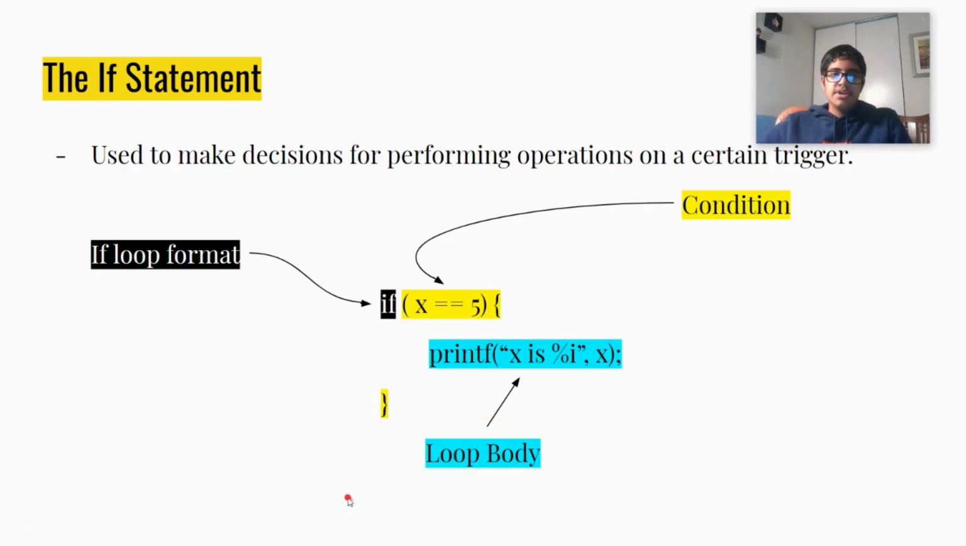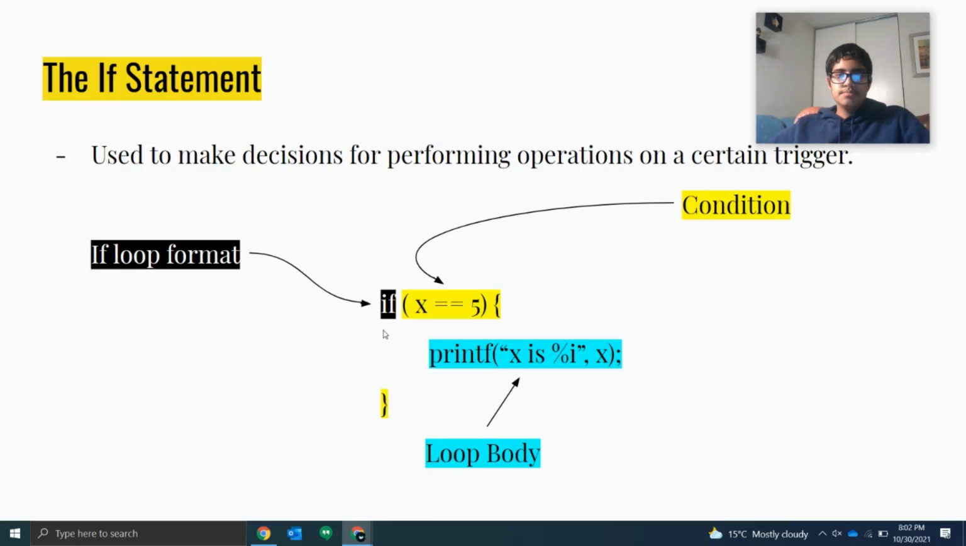So for example, over here, if you would want to print out that x is 5 only when x is 5, and you have defined x somewhere else, then you would implement this. In this case, if x is equal to 5, then we would be printing out x is 5. But if x is not 5, and x is 2 or 3 or any other number, then it would not print anything. So now that we know how it works, let's look into an example.